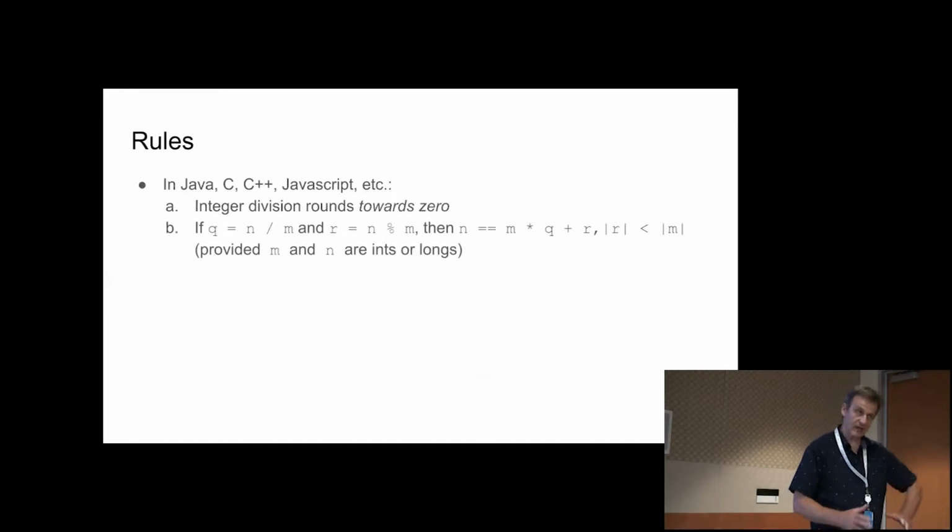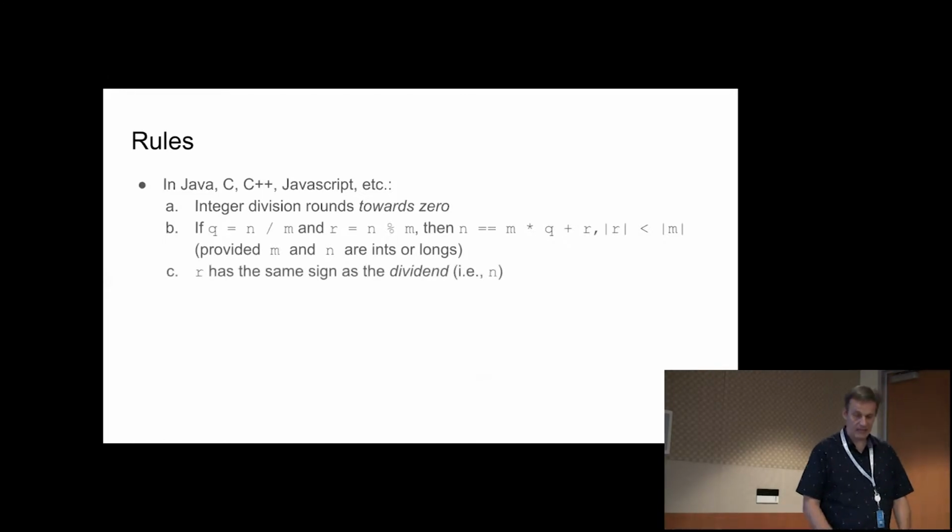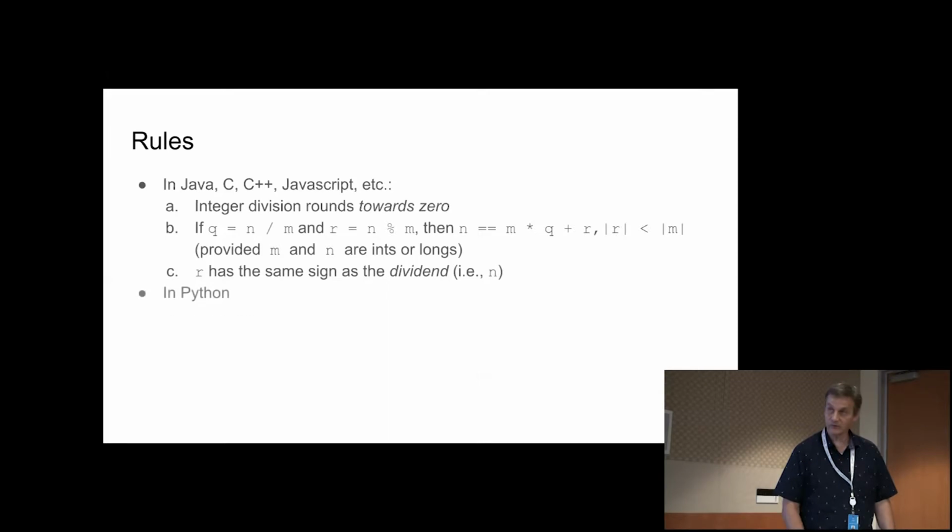And in Java we have to add a little condition here. m and n have to be ints or longs. It follows from A and B that the remainder r has the same sign as the dividend, the number that we're dividing. So, given B, A and C are equivalent. So A follows from B and C, and C follows from A and B.